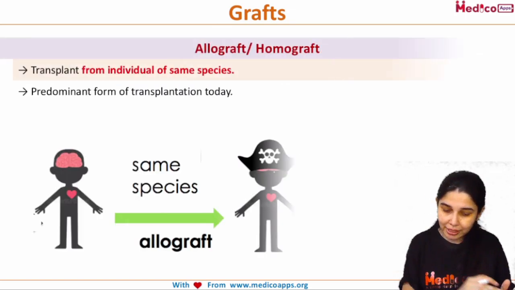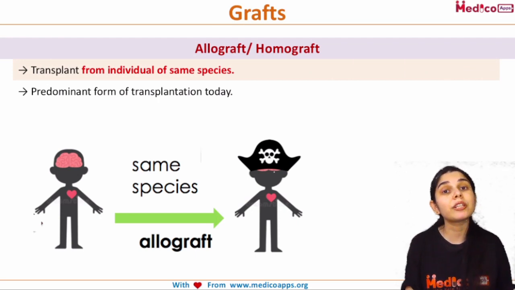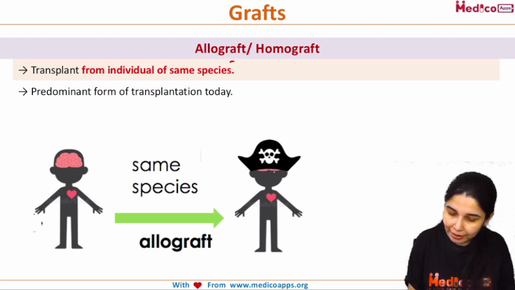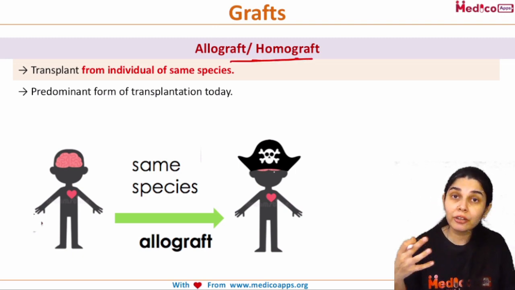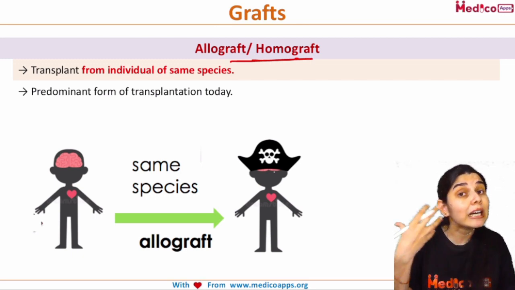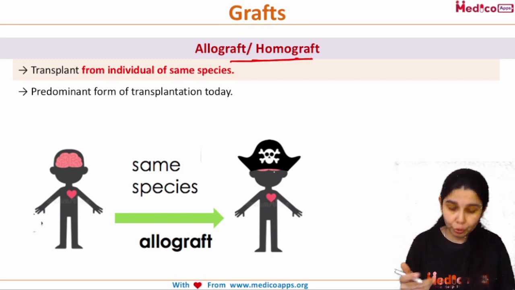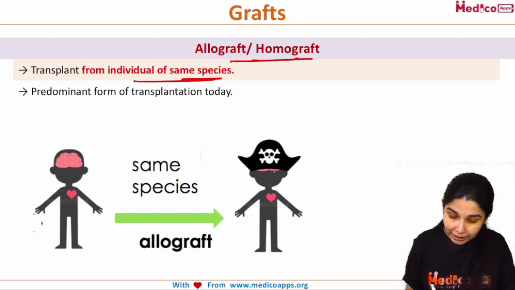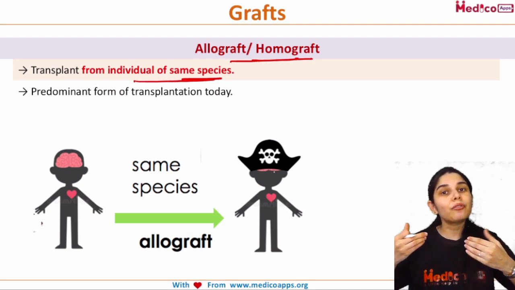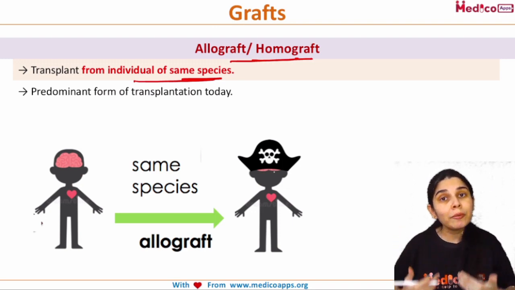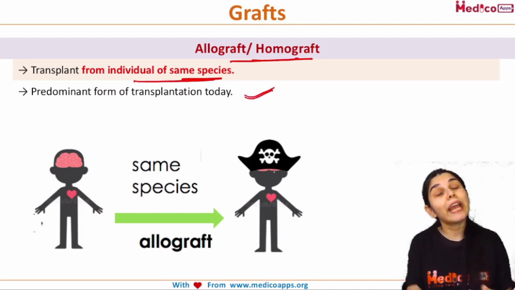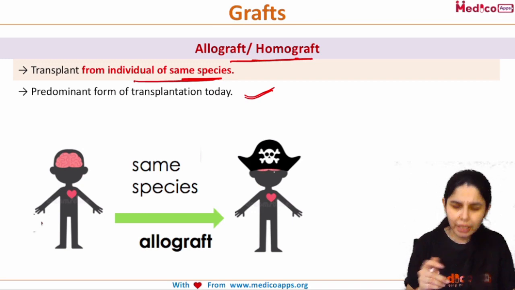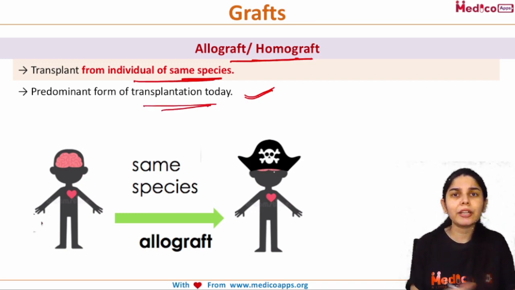Let's start with the first option, which is the allograft or the homograft. What do you understand by the term allograft or homograft? An allograft is a transplant of tissue from an individual of the same species. That means the transplant of tissues from human to human. That is what an allograft or homograft is, and that is the predominant form of transplantation today.